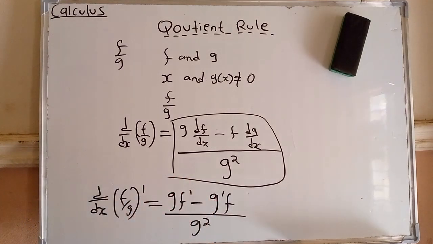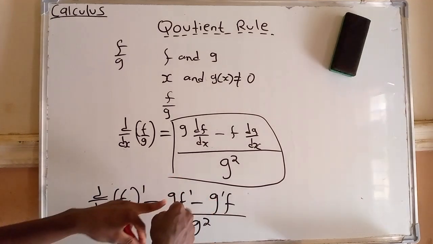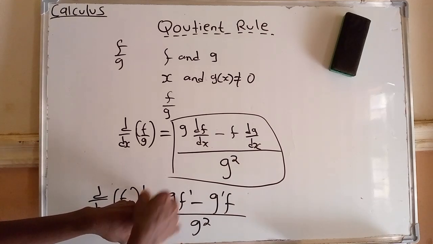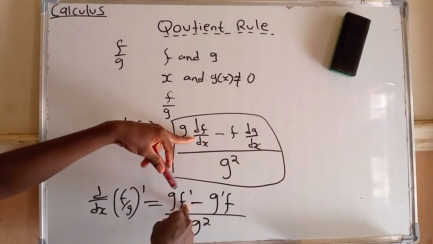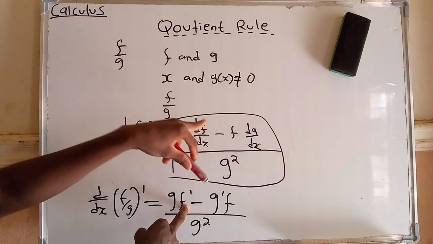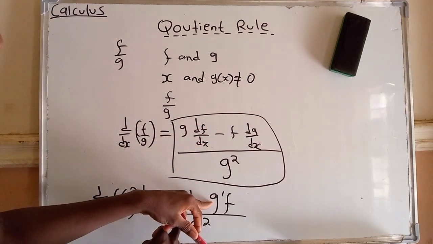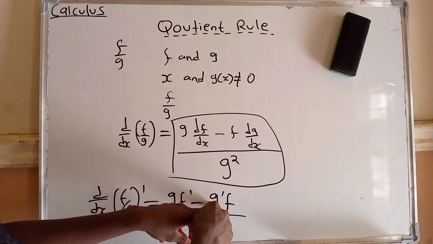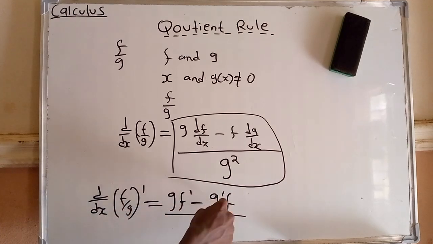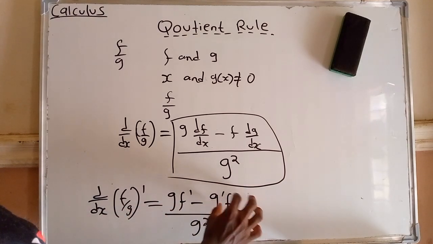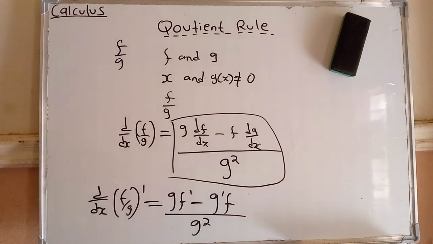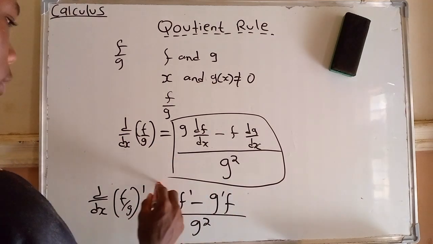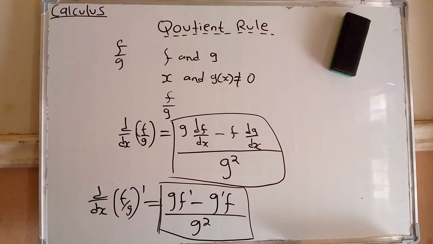What does this mean? It means you put the value of g, then you differentiate f, which is df over dx. Then you put the original value of f, and you differentiate g. You can also use this formula to solve the quotient rule.